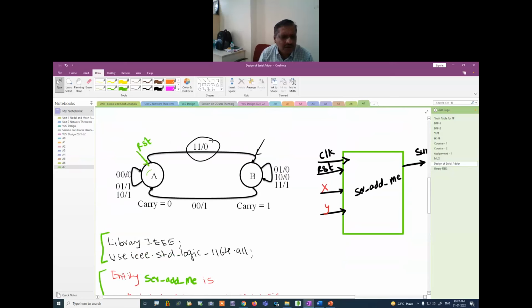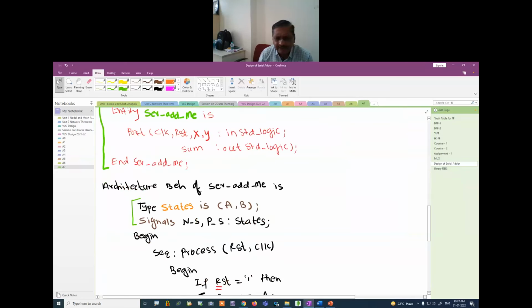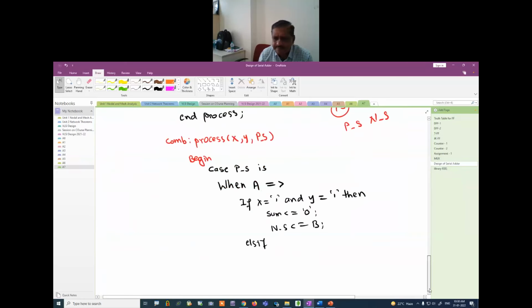For 0, 0, output is 0. I will write the same for you, else if. Else if x is equal to 0 and y is equal to 0, then sum is equal to 0 again. And what is the next state? Next state is assigned as the same state, that is A state. Else.